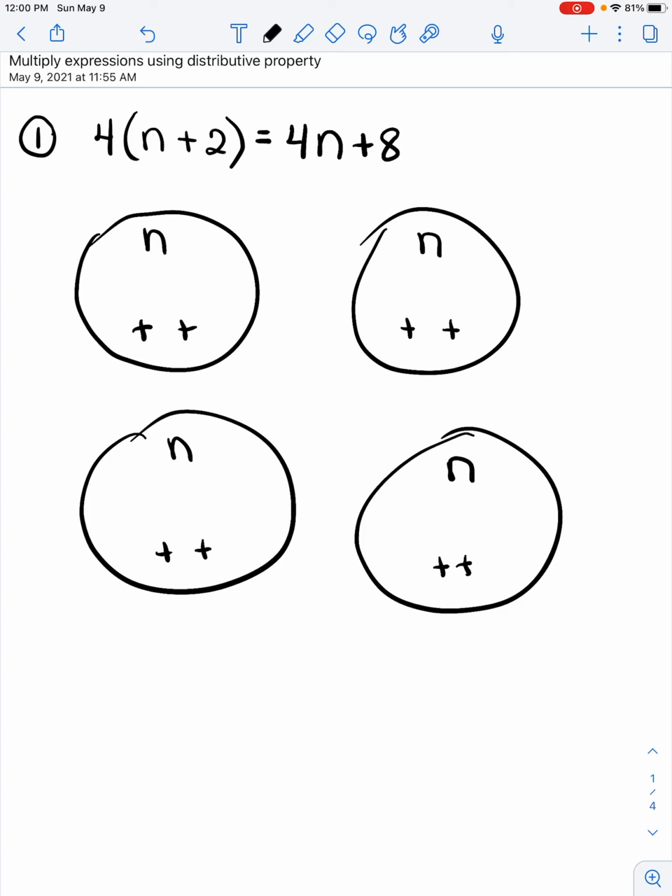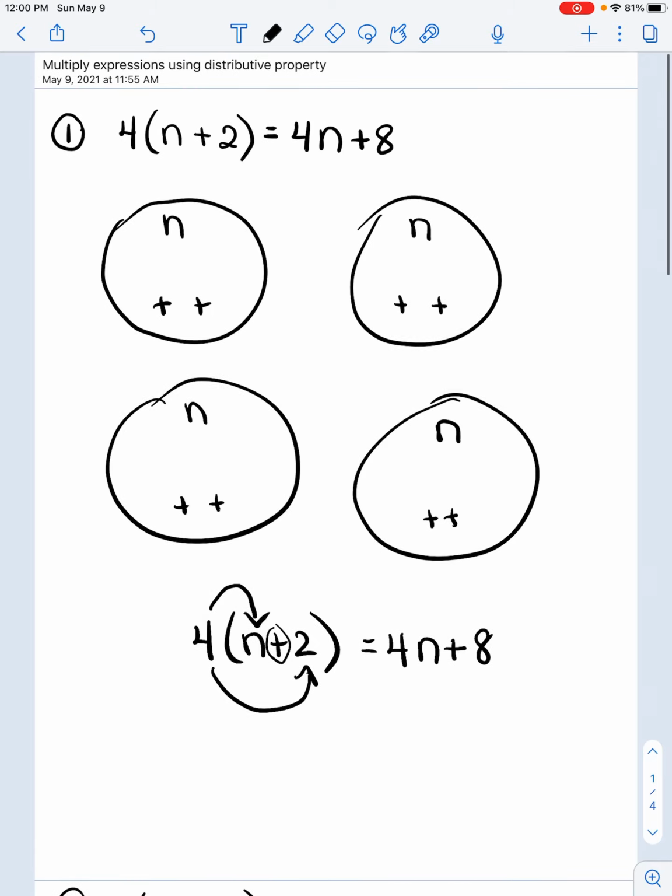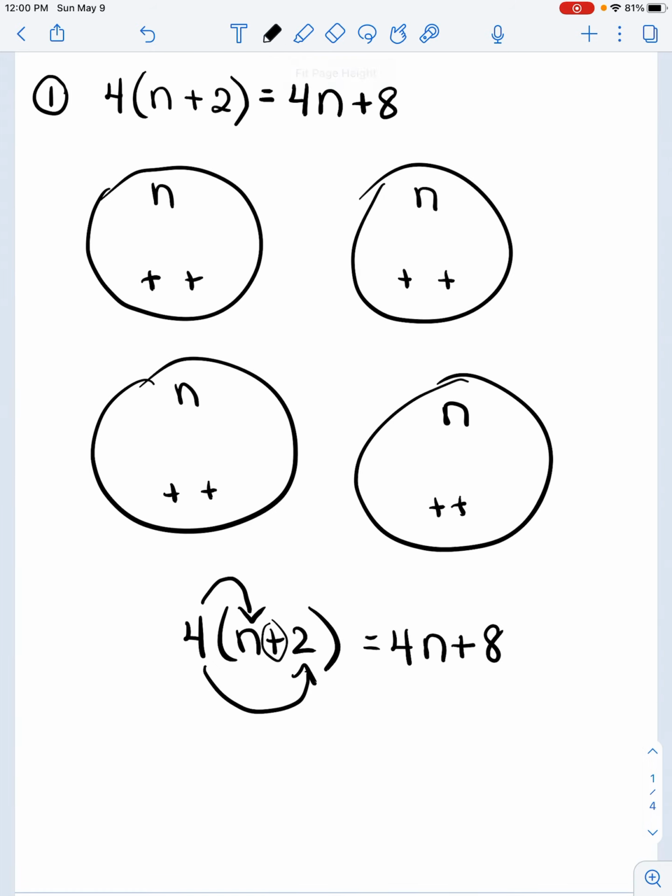Pretty easy, right? Now, when we move past models, we will see that 4 times n plus 2 without models is not difficult either. We're going to distribute. 4 times n would be 4n plus, we're going to keep the sign, and 4 times 2 is 8. So it's going to be easy to transition from the models to doing it without the models, but again, we just want to understand fully what's going on here.